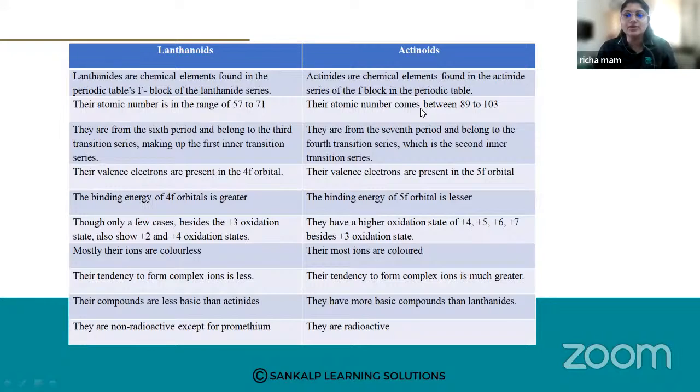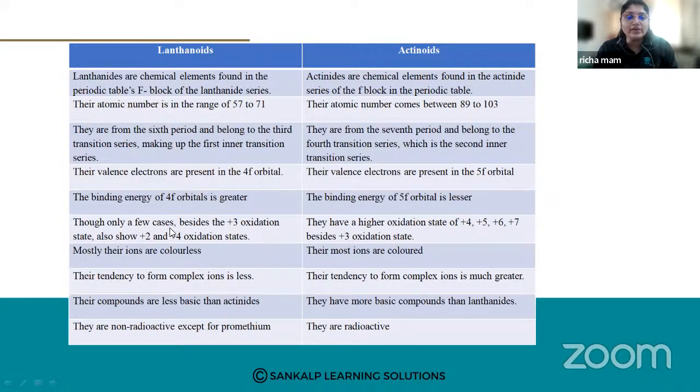Next is the binding energy. The binding energy of the 4f orbital is greater, and that of the actinoids, the 5f orbital, is lesser. So these are the differences.